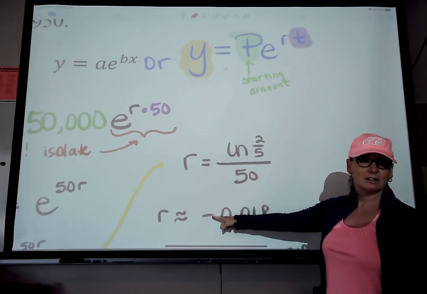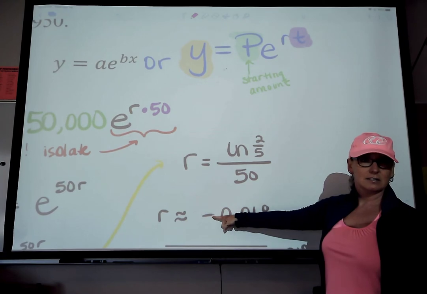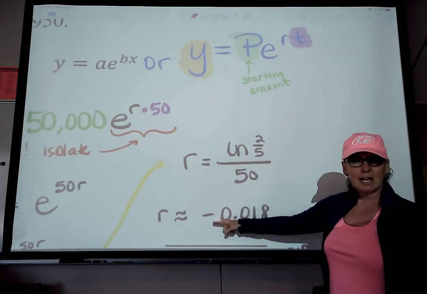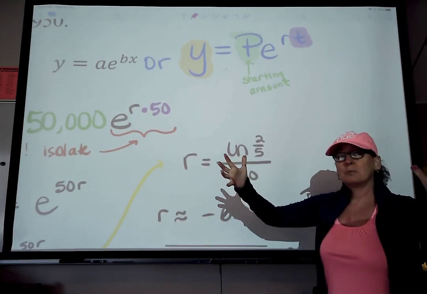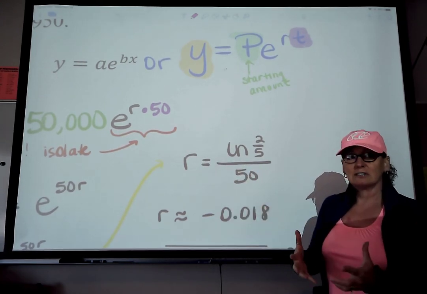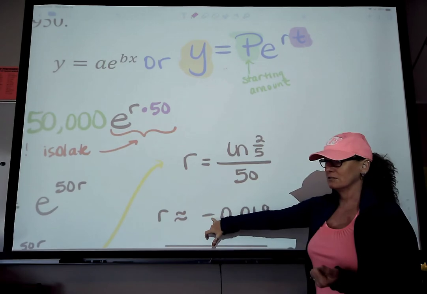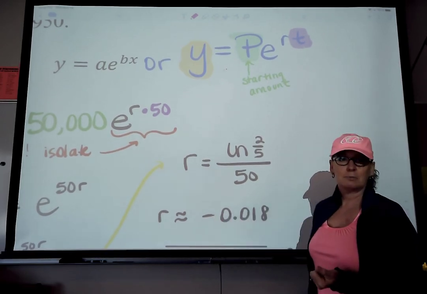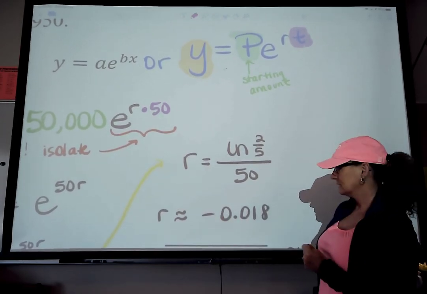Look, r happened to be negative. Does that make sense? It should. This is a decay problem. We're going from 50,000 people down to 20,000 people, so the amount of people is decreasing. So it makes total sense that this is going to be a negative rate.